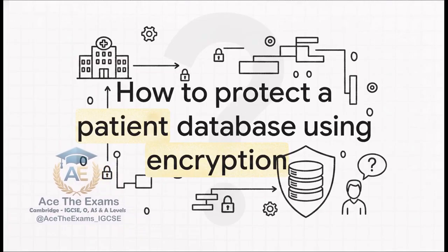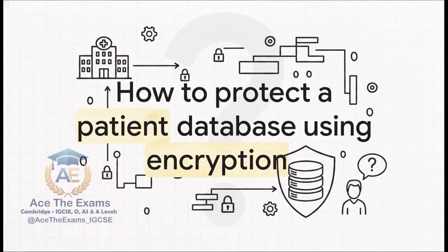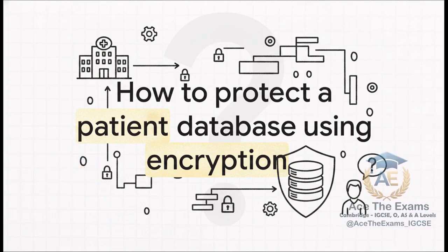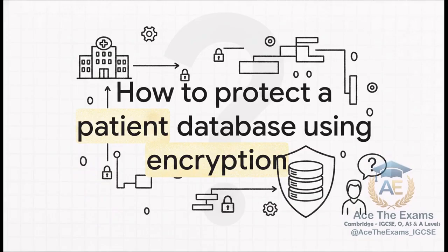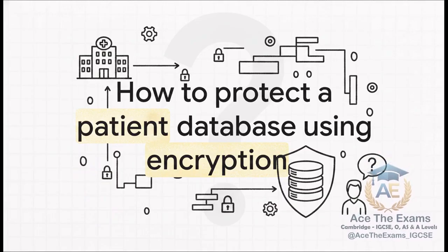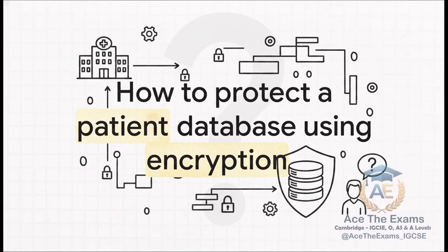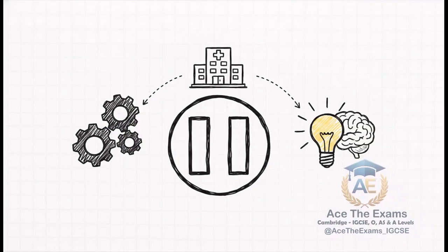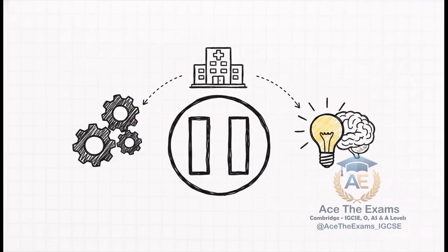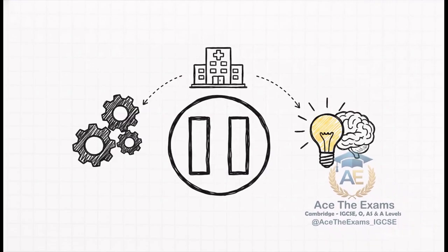Here is our scenario. A hospital needs to protect its patient database using encryption. Justify your approach. Notice how we aren't just asking what is encryption anymore. We have an unfamiliar, highly specific context that demands a justified approach. I want you to actively pause this explainer right now. Seriously, pause it and predict exactly what the examiner is looking for in a top-band answer here.